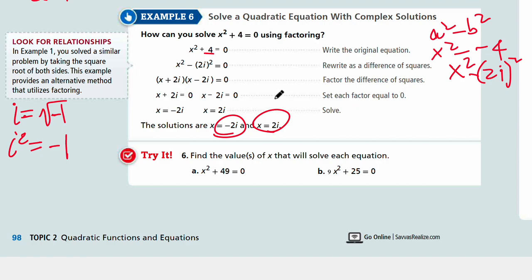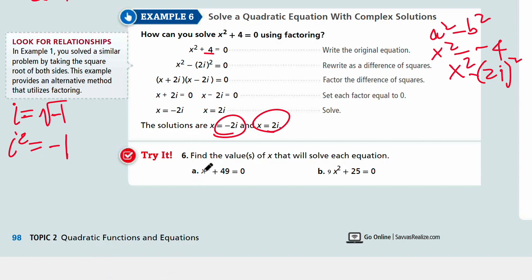So let's try number 6. Find the values of x that will solve each equation. Part A, x squared plus 49 equals 0. Part B, 9x squared plus 25 is equal to 0. See if you can solve it by yourself. Pause the video and come back when you're ready for answers. Okay, are you ready?